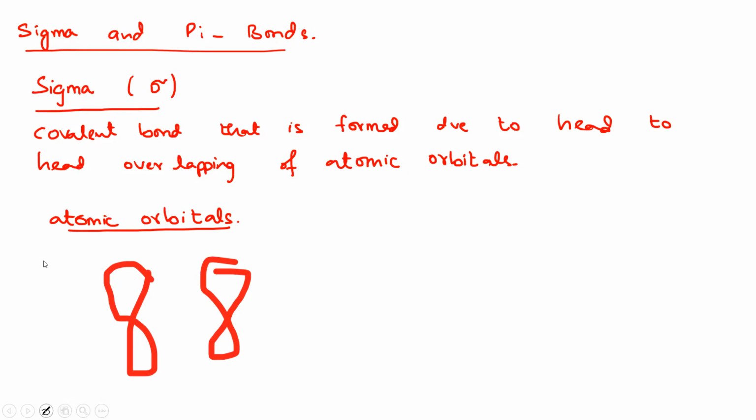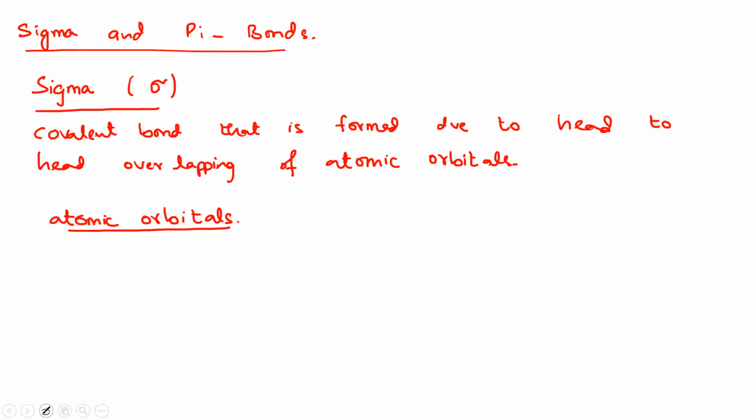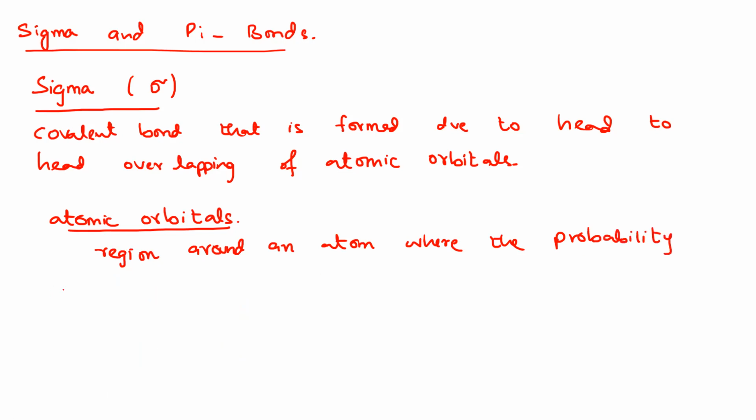So basically, the understanding is that an atomic orbital is a region around an atom where the probability of finding an electron is maximum.